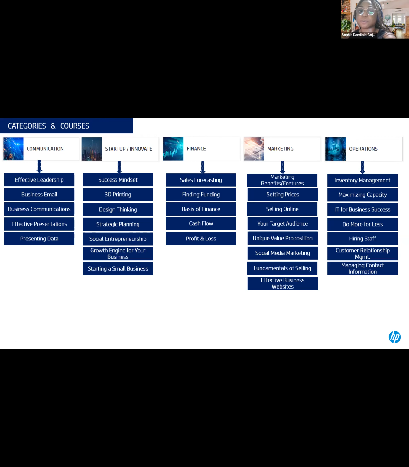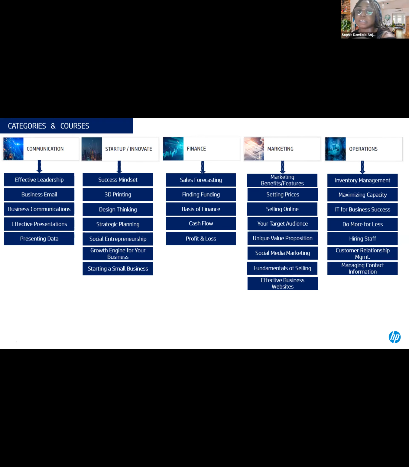Social entrepreneurship, a growth engine for your business, and even starting a small business. To my right as well, we have finance, and sales forecasting, which we now know is not limited to just salespeople, but even to the actual big-time managers. And hey, the entrepreneur, you need to know how many things you need to sell to be able to break even. So it's not only technical mathematics, it's simplified in a way that anybody can understand, as well as cash flow, profit and loss.